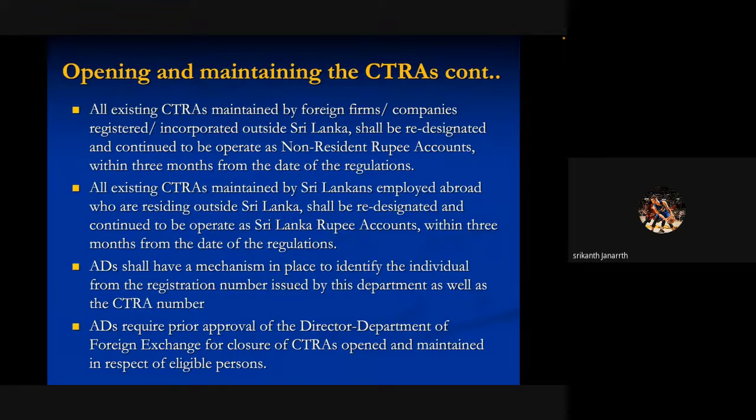Then the AD shall have a mechanism to identify the individual from the registration number. Yes, the authorized dealer should have the mechanism to identify the individuals from the registration number issued by the department. So with the central bank, once you have a registration number with CTRA, you should be in a position to know these are the individual accounts maintained, by looking at the number, right? The AD requires prior approval of the Director, Department of Foreign Exchange, for closure of a CTRA opened and maintained in respect of eligible individuals. So the authorized dealer, meaning the bank, has to get prior approval from the Director of the Department of Foreign Exchange before closure of the CTRA account, right? That is the requirement. Okay.